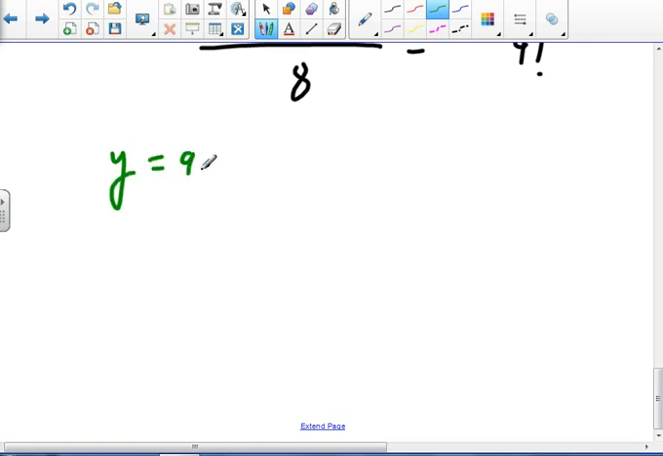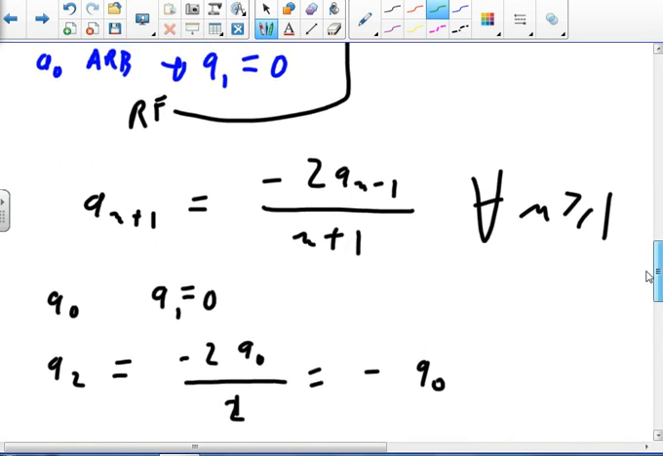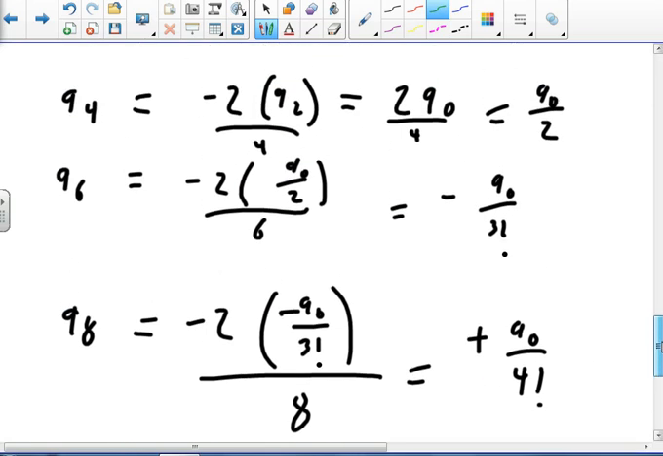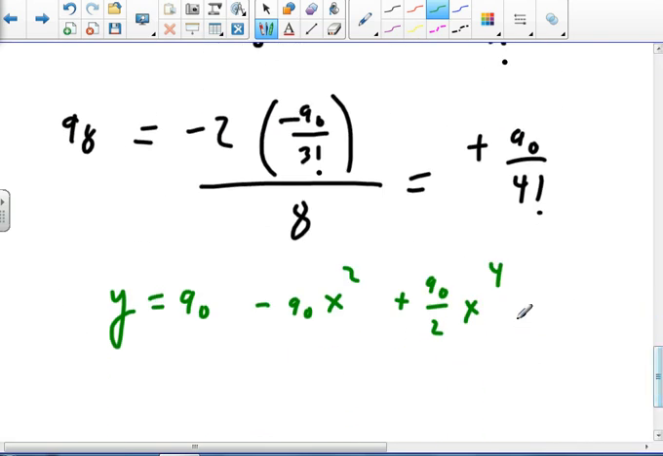Y is A0 minus A0x squared plus A0 over 2 x to the 4th minus A0x to the 6th over 3 factorial plus A0x to the 8th over 4 factorial.